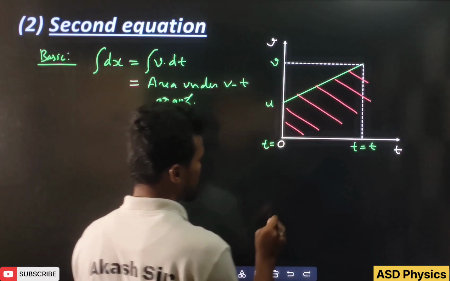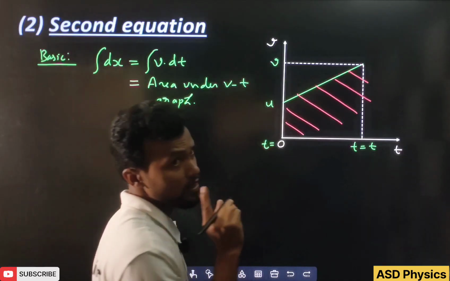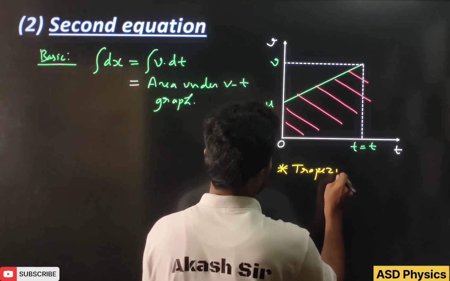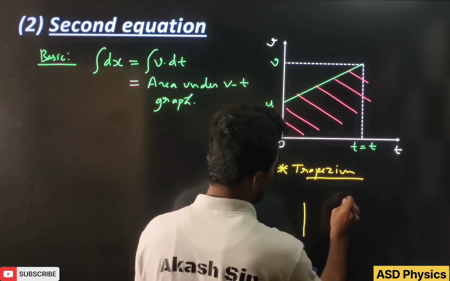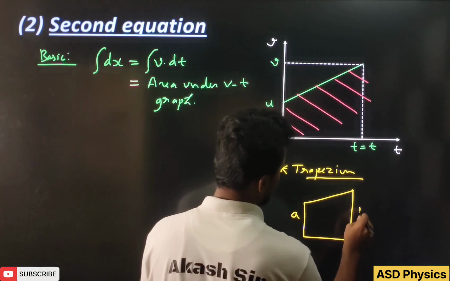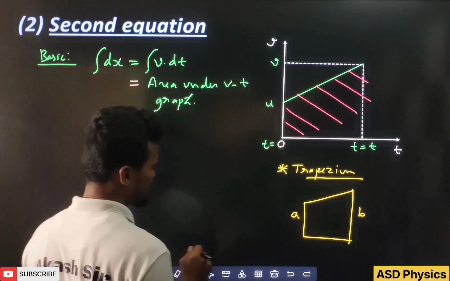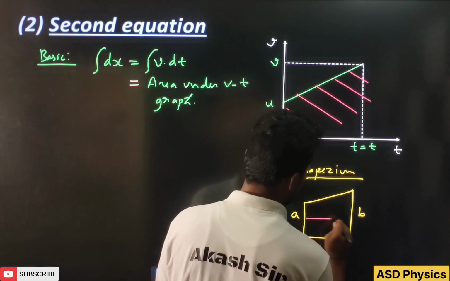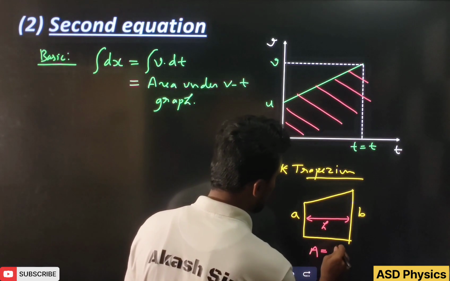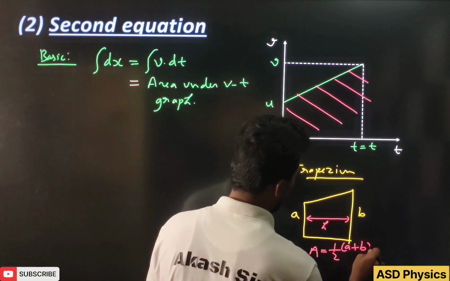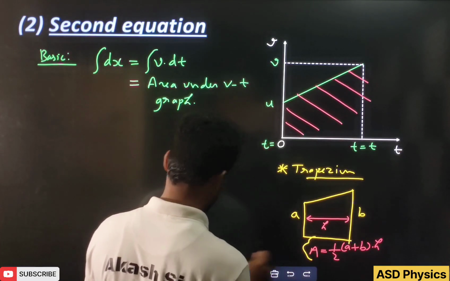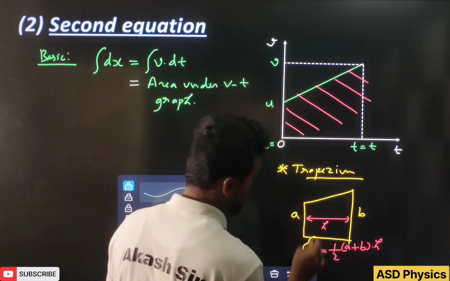And you know very well, if we talk about the trapezium, this is the trapezium. Let's take, for example, this is one side and this is the other. This is A, this is B. The lengths of the two parallel sides are A and B, and the distance between them is H. The area of the trapezium is half the sum of the parallel sides into the distance between the parallel sides, because in a velocity time graph, this looks like a trapezium.